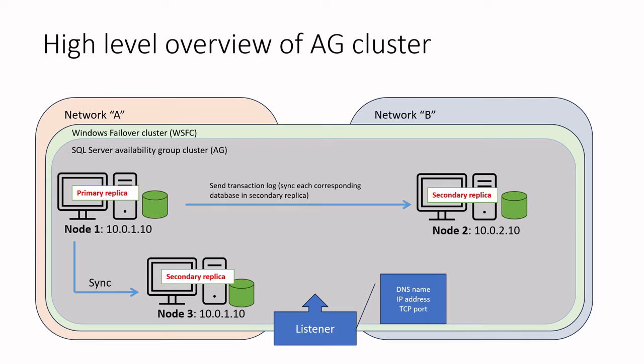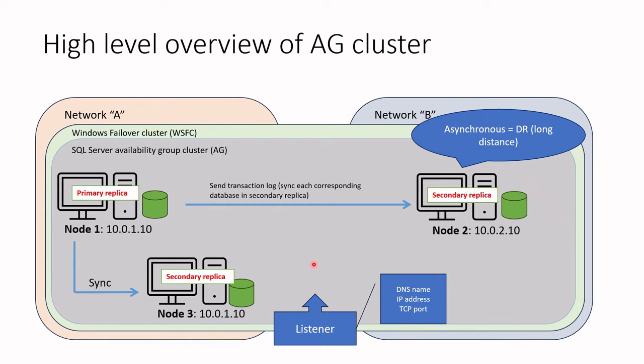Okay, you may ask, when do we need synchronous and when do we need asynchronous commit mode? Asynchronous commit mode is used when waiting is costly. We use asynchronous commit mode for a disaster recovery solution, for example, where our secondary is located a long distance from the primary, for example, in a separate network. In this case, we know that there is high latency, right? For example, node 2 in our case.